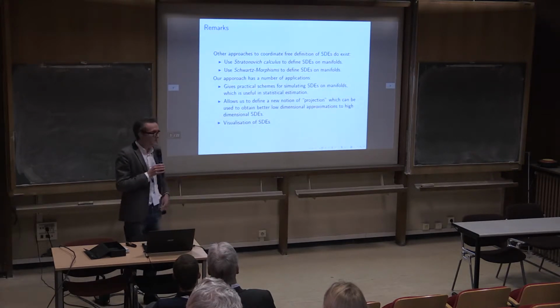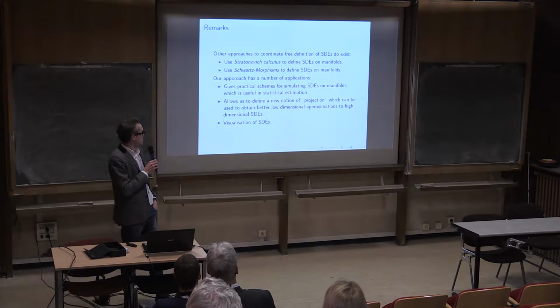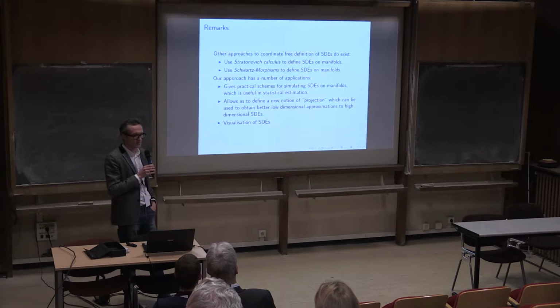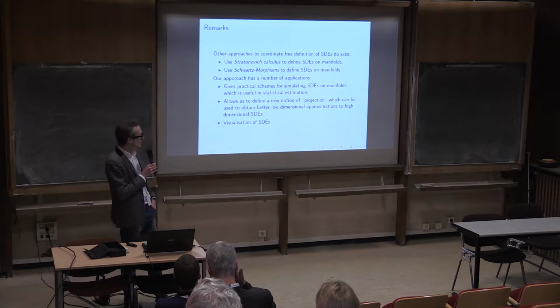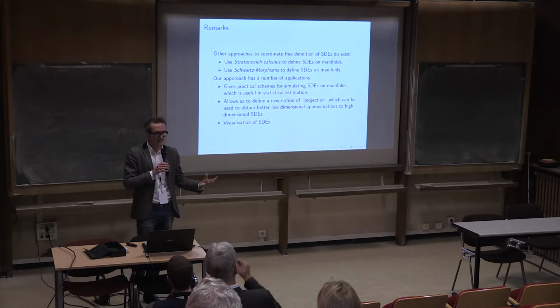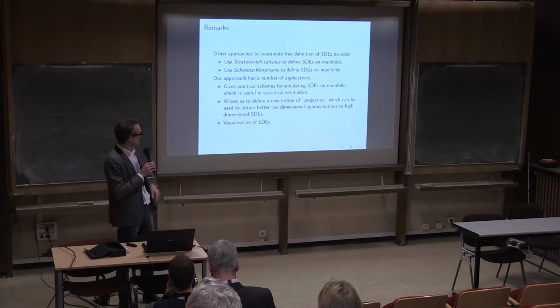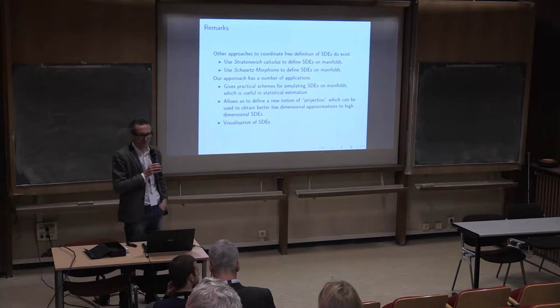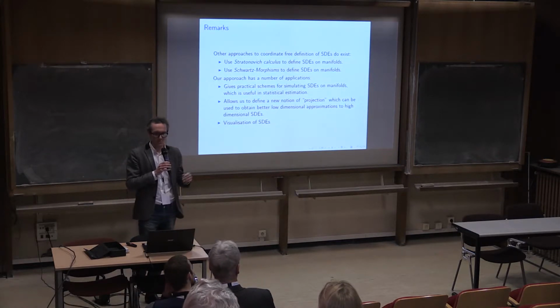Okay, so we're not the first people to have done this. Stratonovich calculus gives you a way to define stochastic differential equations on manifolds using vector fields, but there is something a bit unsatisfactory about that probabilistically. There's also a technique called Schwartz morphisms, which defines stochastic differential equations in a way that's probabilistically better than Stratonovich calculus, but has the disadvantage of using quite obscure geometric ideas. And we're trying to get something between those two, something that uses familiar geometric notions but has better probabilistic properties.